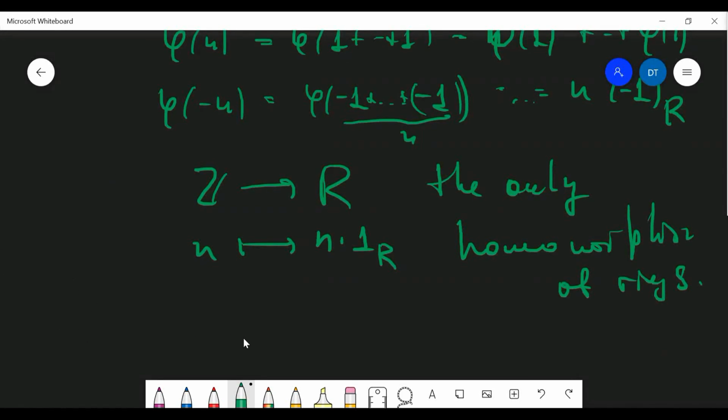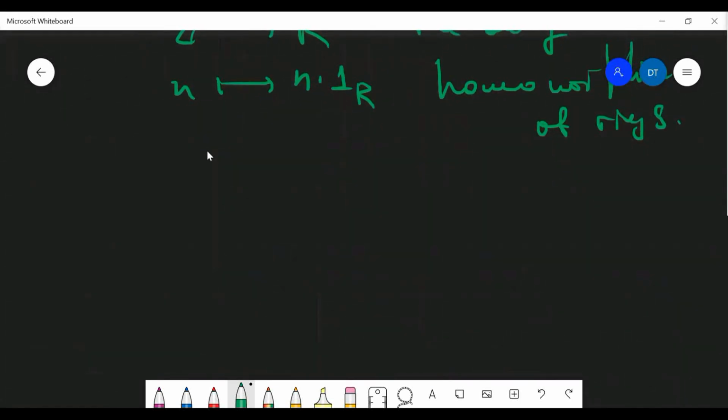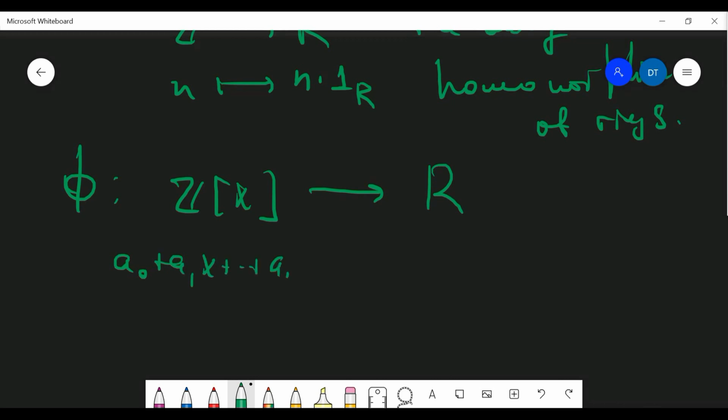Okay, so let's discuss another ring. We may discuss Z[X], the polynomial ring with integer coefficients. Let's try to find all homomorphisms from this ring to R, let's say F. Let's take an arbitrary element. An arbitrary element here is of this form. So suppose we have this homomorphism phi. Let's try to understand how it works. Let's apply phi to this element.